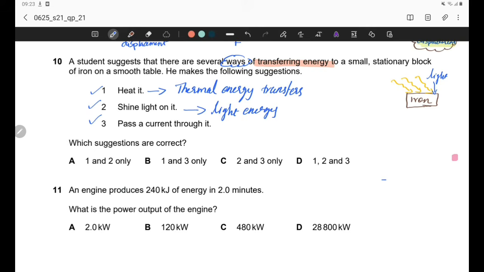Option 3, pass a current through it. Definitely we know that current means electrical energy. So when current passes through the iron, the electrons in the iron will get energy. So all these three ways are correct. Therefore, the correct answer is option D.